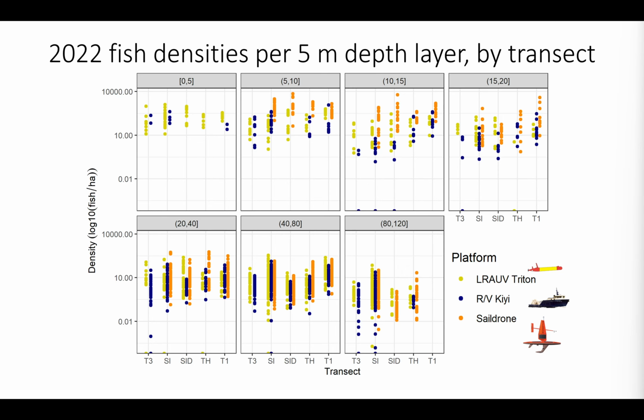To compare that a little bit better side by side, as that last plot is a little hard to see side by side, we can look at these. This is plotted in a log scale on the Y, so that's why it's enhanced a little bit. And in particular, that jumps right out where we can see we're getting density estimates from the LRAUV that we are not getting from the other 2 platforms.